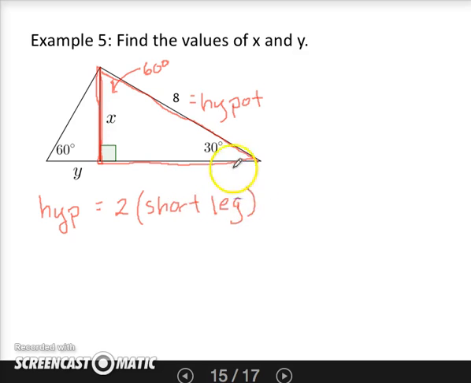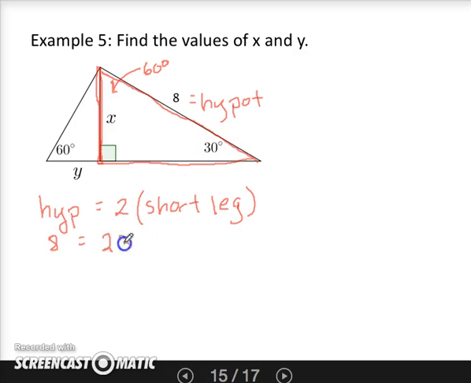I'm writing this out in words because here we've abandoned the A, B, and C notation that we were using in the last few examples, and sometimes we need the words to remind us how to use the theorem correctly. So the hypotenuse we know is 8. The measure of the shorter leg in this triangle is what we're looking for. The shorter leg is always opposite the 30-degree angle in a 30, 60, 90 triangle.